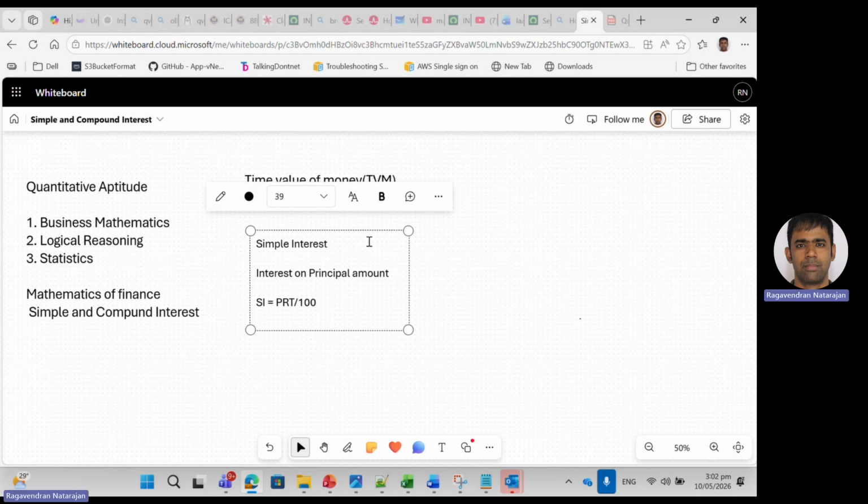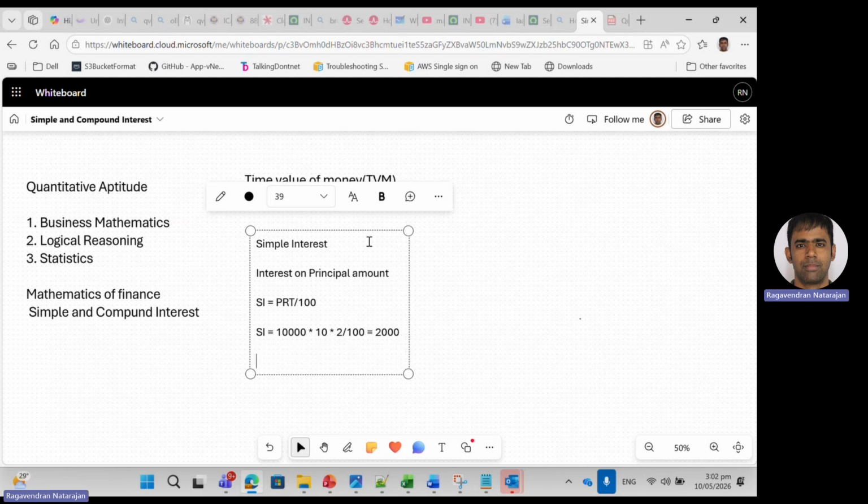So here let's derive with one example. Simple interest equals, assume that my principal amount is 10,000, the rate of interest is 10%, and the time period is 2 years. What it gives is 2,000 rupees as my simple interest.